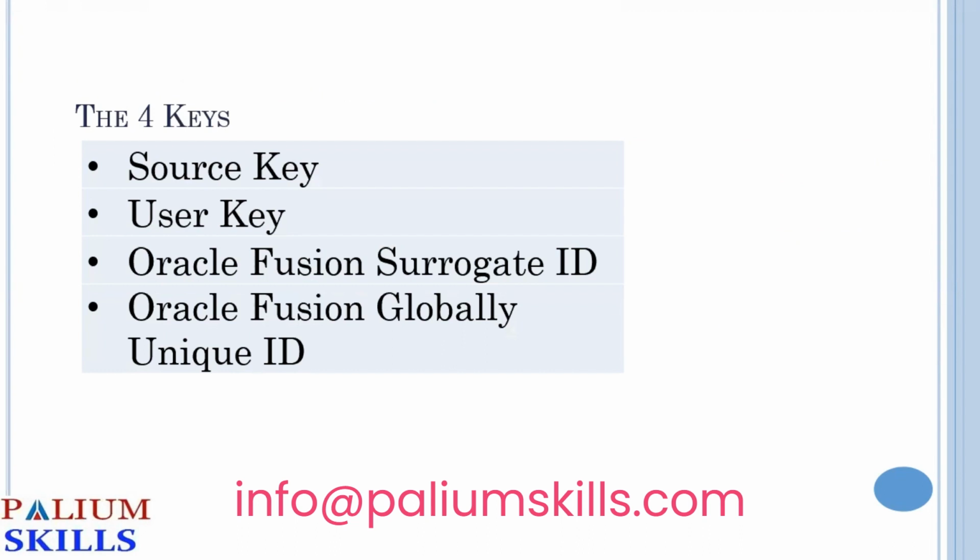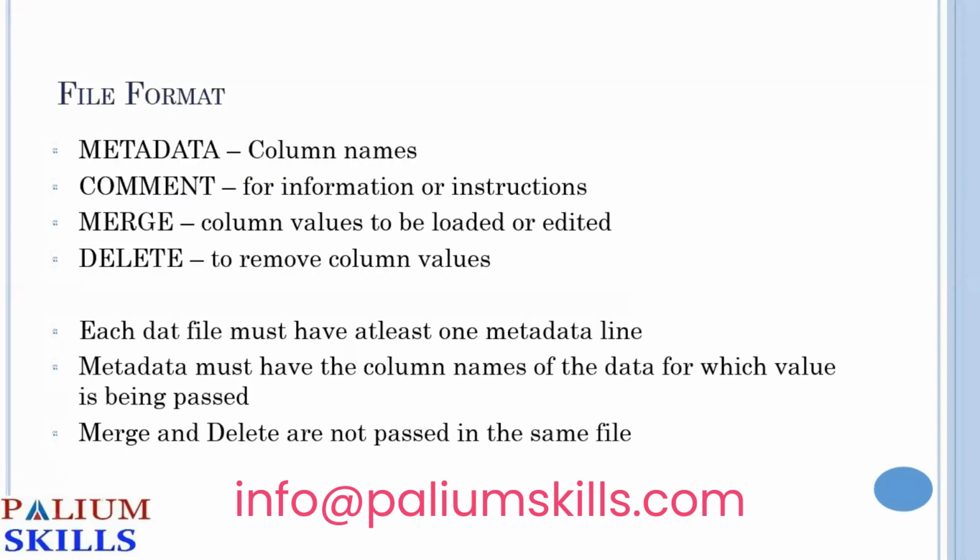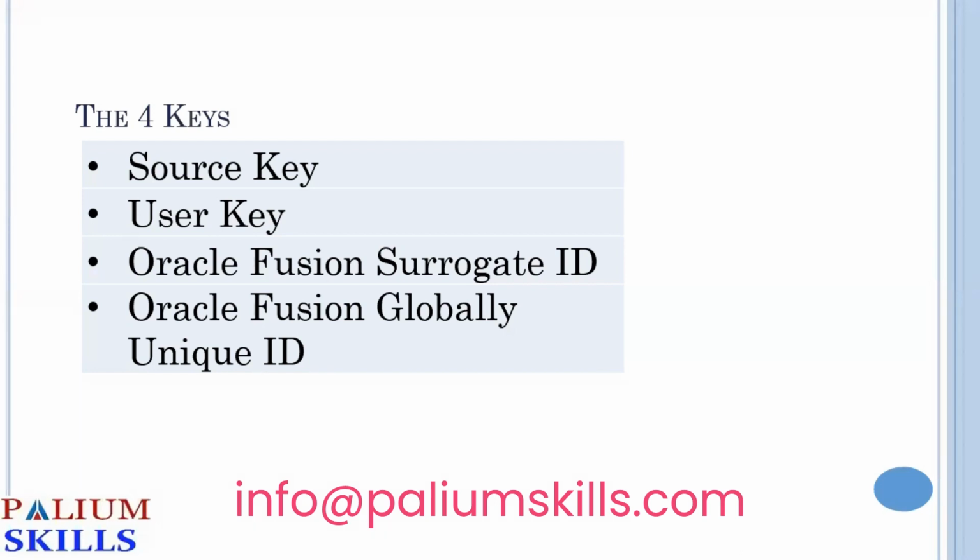Now, there are 4 keys in the application which we need to keep in mind. They are called source key, user key, Oracle Fusion Surrogate ID, and Oracle Fusion Globally Unique ID, GUID. So source key, user key, what are their meanings? They are basically there to ensure uniqueness of your record. Globally unique ID is across all data.